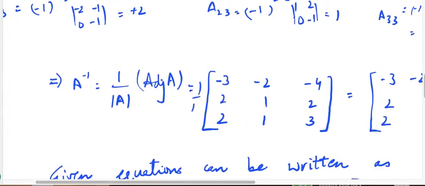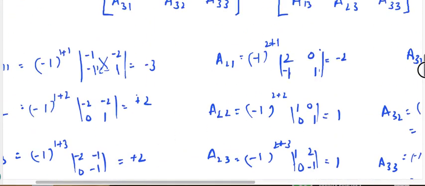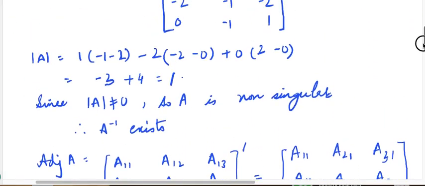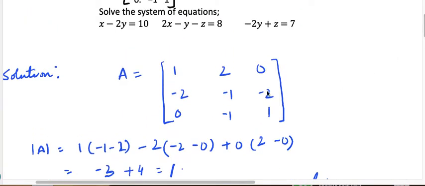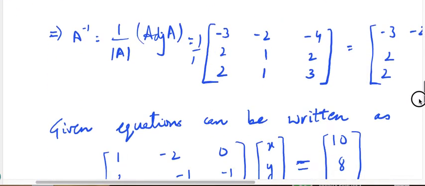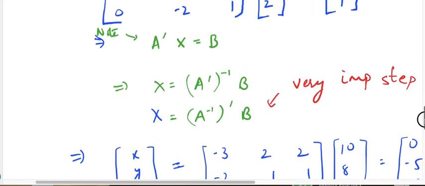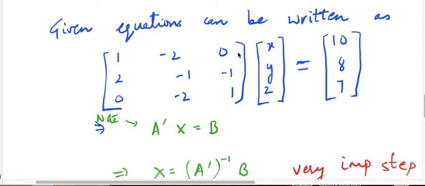So once you find A inverse, how do we use it to solve the equations? Now here the equations will give you the coefficient matrix. We have to frame a coefficient matrix like this: 1 2 1, minus 2 0 2, minus 1 1 minus 1. So the coefficient matrix will be of this type: 1 minus 2 0, 2 minus 1 minus 1, 0 minus 2 1. What you are going to observe is that this is A transpose. This is not A. The matrix which is given to you is A, and this is its A transpose.